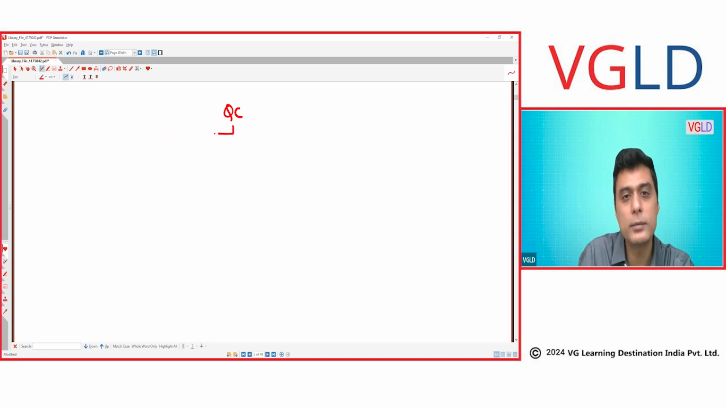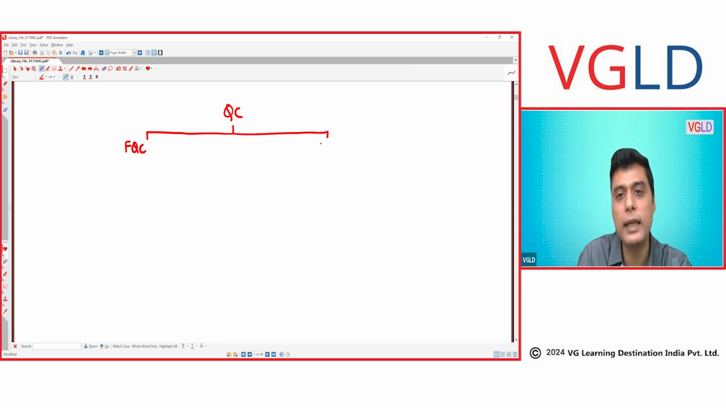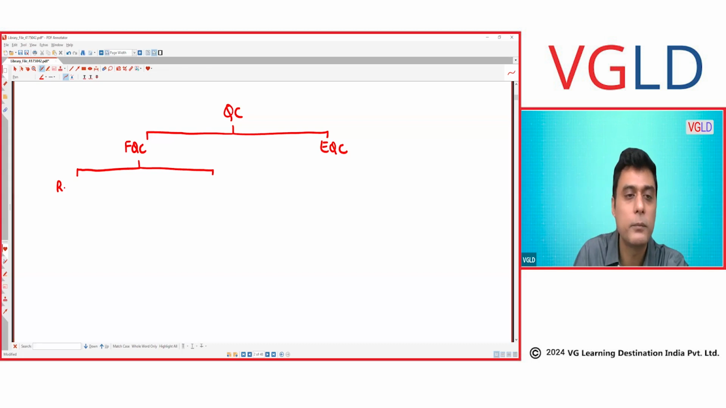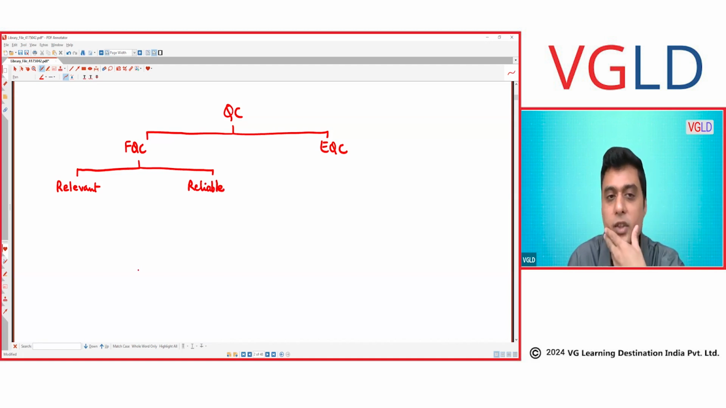Qualitative characteristics are divided into two parts: the fundamental qualitative characteristics and enhancing qualitative characteristics. The fundamental ones are absolutely fundamental to the preparation of the financials. Your financials have to be relevant and reliable. Your financial statements must be relevant. They must be reliable. Reliable is also called faithful representation.